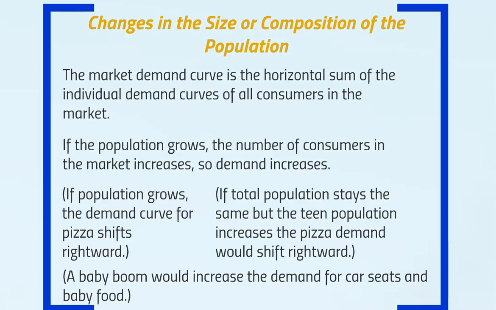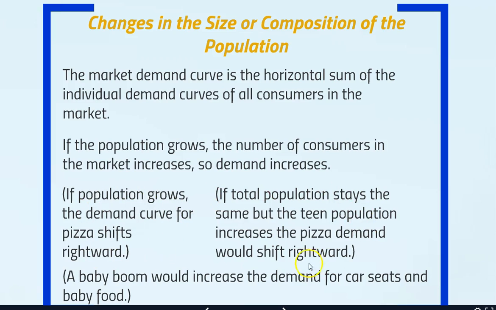Changes in the size or composition of the population. The market demand curve is the horizontal sum of individual demand curves of all consumers in the market. We talked about that when we talked about individual demand versus market demand. If the population grows, the number of consumers in the market increases, so demand increases. If you look here, if population grows, the demand curve for pizza shifts rightward. That means it increases when it shifts rightward.